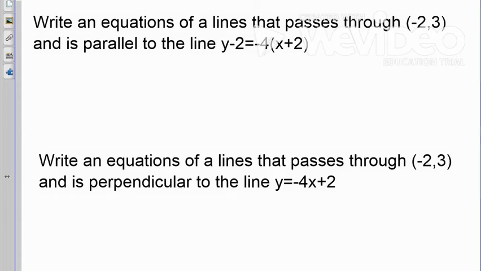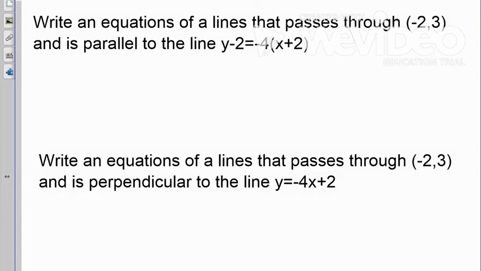It says write an equation of a line that passes through negative 2, 3, and is parallel to the line y minus 2 equals negative 4 times the quantity of x plus 2. So this is going back to stuff that we did, guys, back in Algebra 1A here, okay?